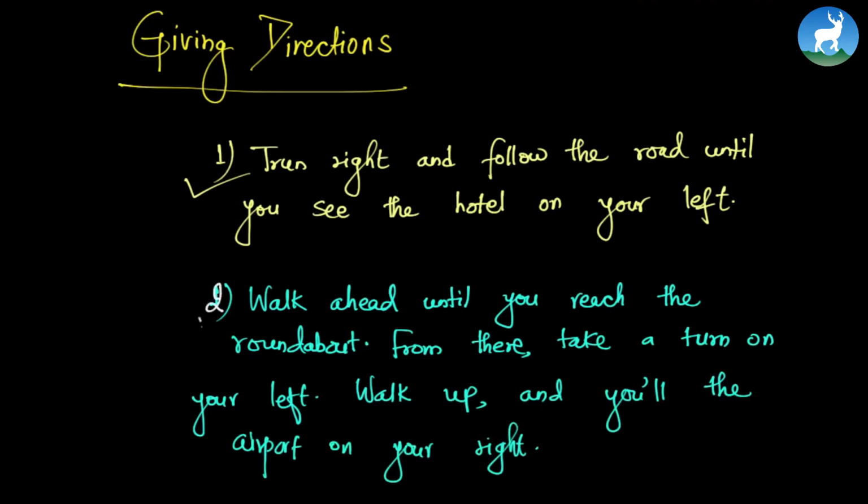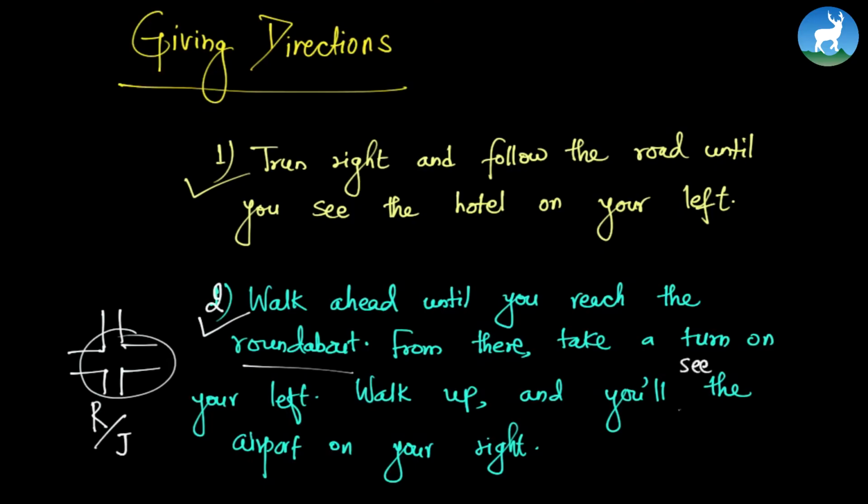This is the second way of answering. You can say, walk ahead until you reach the roundabout. Now, roundabout is the junction. It is the meeting point of 4 roads. The meeting point of 4 different roads. This is what we call roundabout or junction. From there, take a turn on the left, right? Walk up and you'll see the airport on your right. Correct? This is pretty easy.